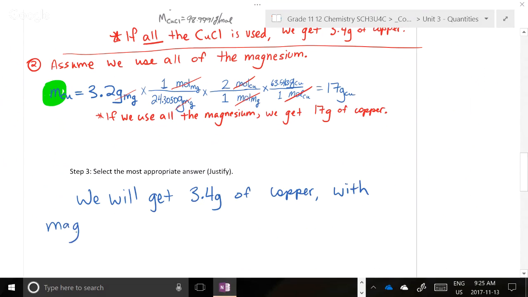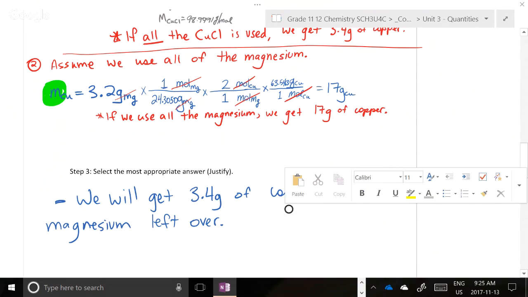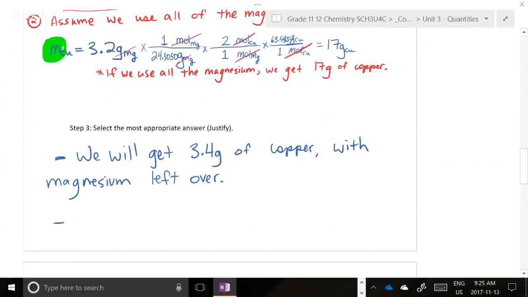By the way, it would be a whole separate question to figure out how much magnesium is left over. I'm not going to ask you that now, but I might later. What was the limiting reagent? Copper chloride. Good. Was it copper 1 or copper 2? Copper 1 chloride was the limiting reagent. Good job.